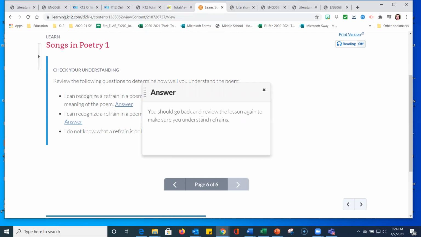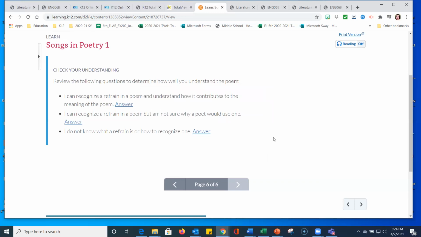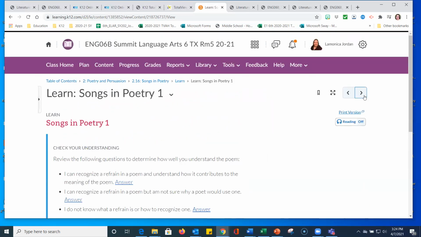If that's your answer, you should go back and review the lesson again to make sure that you understand the refrain. So if you need to stop and pause the video and go back, please do so. If you just need to revisit the portion about why it's important, then just back up a little bit and review that portion. If you've totally got it, you can find a refrain, you understand what it is and how it affects a poem, then you are ready to move on. And we will go to Module 2.